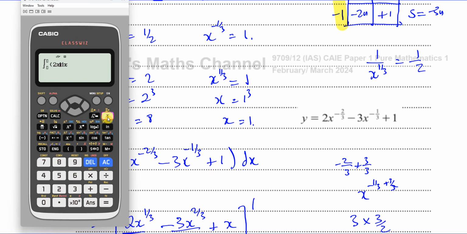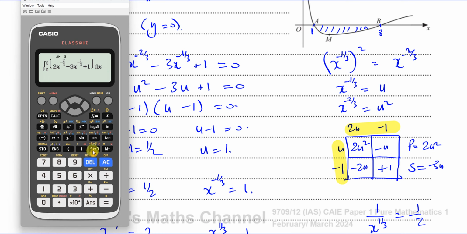You have 2x to the power of minus 2/3. So I'll put minus, and I'll put a fraction 2/3. Okay, and then minus 3x to the power of minus, and again fraction, 1 over 3 this time. And then I'm going to have plus 1. I'll close the bracket, then I'll go to the lower limit, which we use as 8. Okay, and the upper limit is going to be 1.